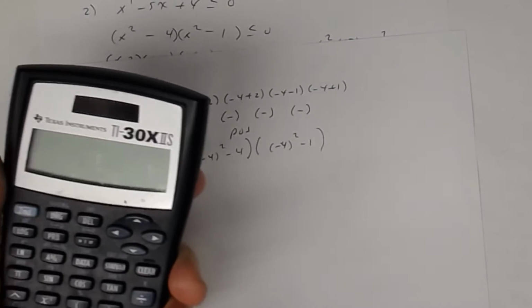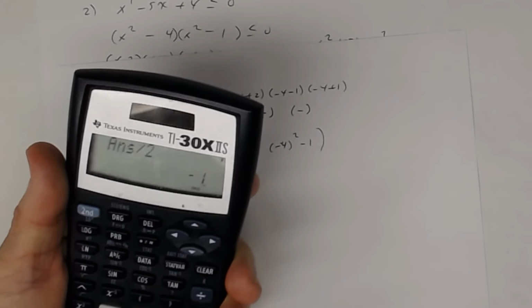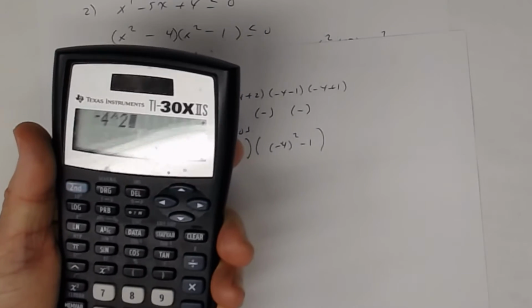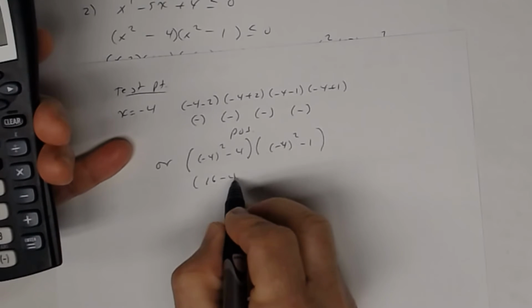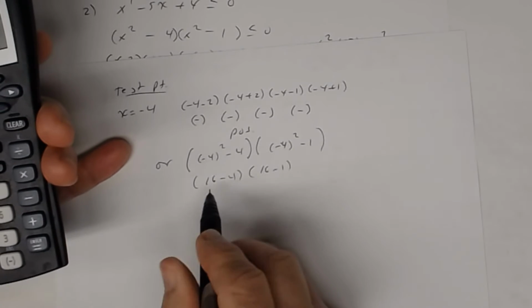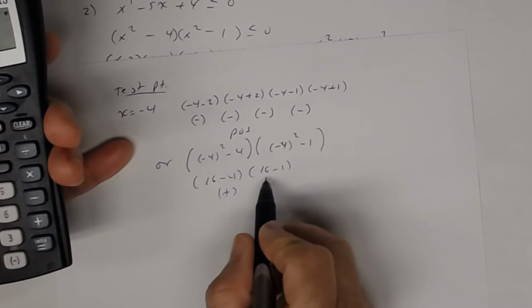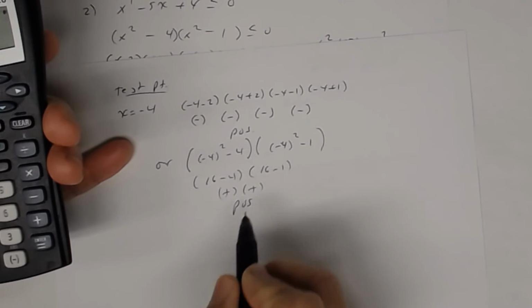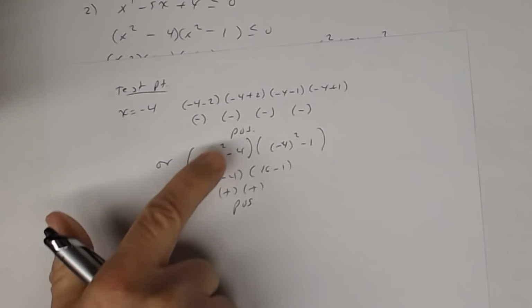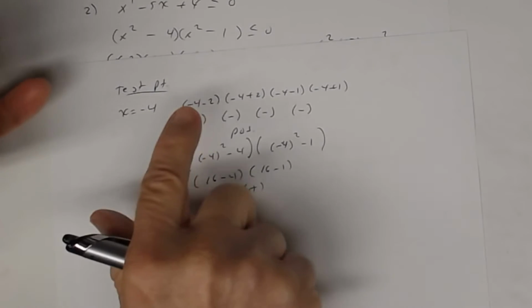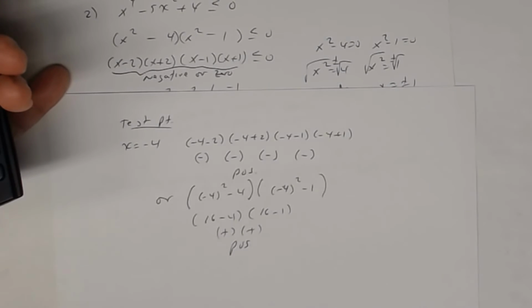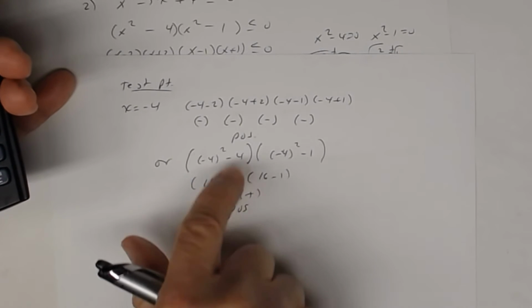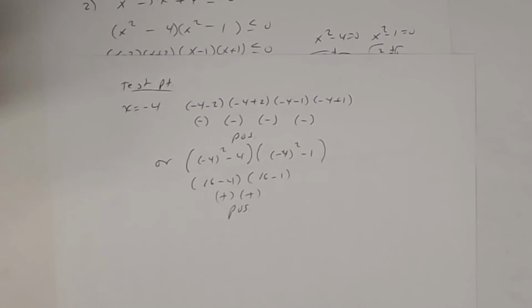Because if you don't put it in parentheses and you say negative 4 squared, you're going to get a negative number, and that's not correct. Negative 4 times itself is a positive 16, so be careful. So that's 16 minus 4 times 16 minus 1. 16 minus 4 is positive, 16 minus 1 is positive, and a positive times a positive is a positive. So you see it's still positive, regardless of whether using this or the complete factorization, you still get the correct positive component.